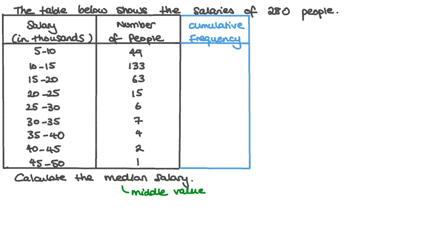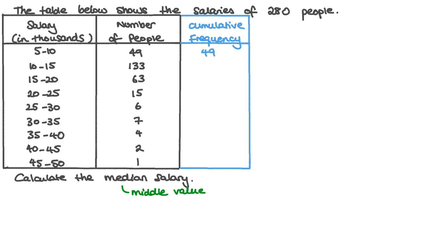To find the median, the first thing we'll do is add an additional column, which we call the cumulative frequency. By working this out, it will help us to establish the position of the median in our data. Remember, the cumulative frequency is the running total of the frequency.